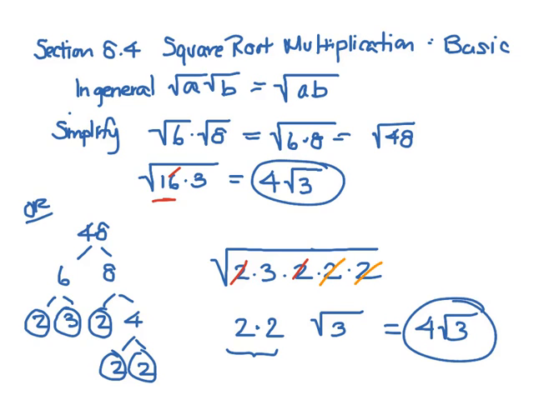So again, it doesn't matter whether or not you recognize that you have a perfect square factor. If you don't see that, you can always bring it down to the prime factors and then find the square roots of those that way.